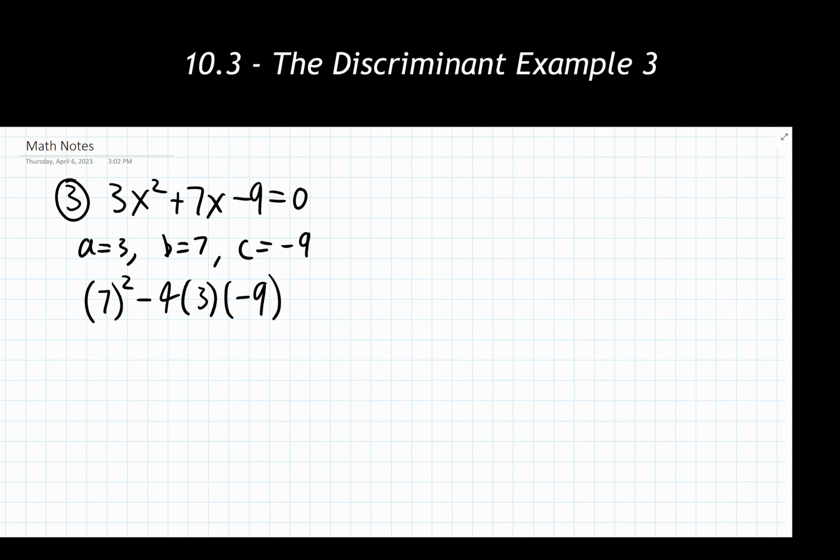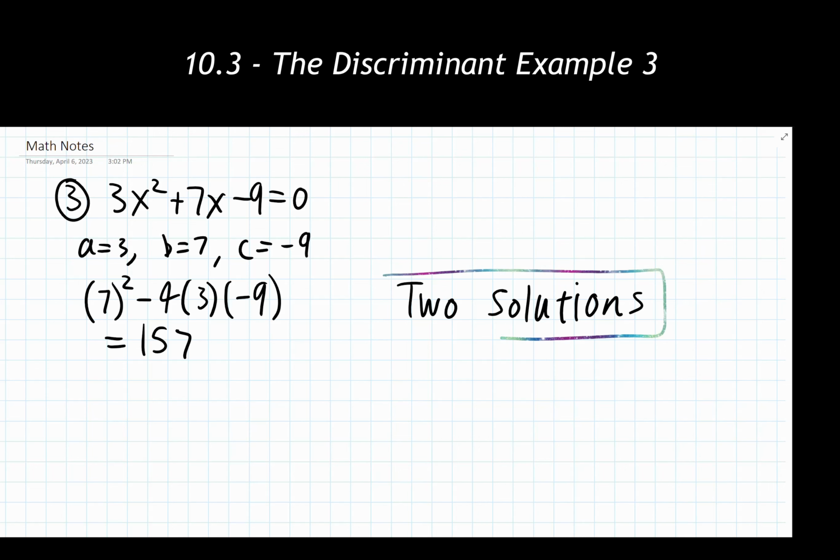I'm then going to plug this discriminant into my graphing calculator to find what value I get. And the result that I am getting is 157. We then go back to our notes and determine, well, I had a discriminant that was greater than 0, which tells me that I am going to therefore have 2 solutions to this thing. Again, I do not know what these solutions are, but I do know that I am going to have 2 of them. And that's all the discriminant can tell us as we go through and use this process.